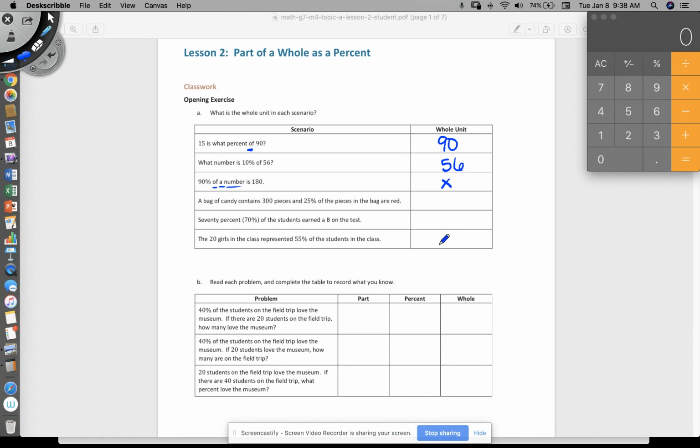A bag of candy contains 300 pieces and 25% of the pieces in the bag are red. So if the bag contains 300 pieces, that's our total. So that's our whole unit. 70% of the students earned a B on the test. So 70% of the students. Well, of the students who got a B, that would be all the students who got a B. So we'll just say all students.